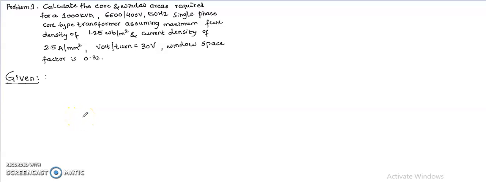So let us solve the problem on the output equation of a transformer. Based on the output equation, we can solve the problem now. So what is the problem? It is to calculate the window and core areas required for a 1000 kVA, 6600/400 volts, 50 Hz single phase core type transformer.